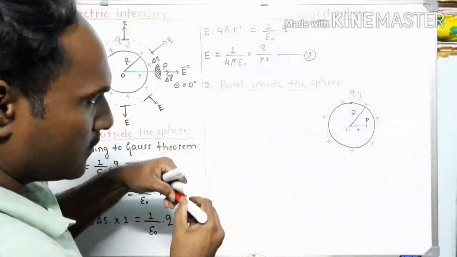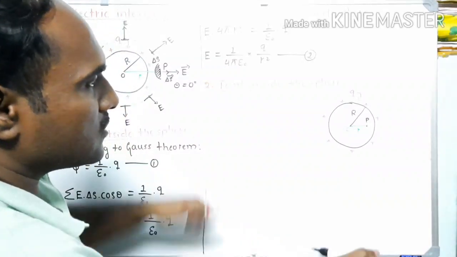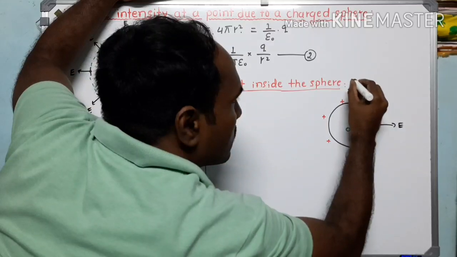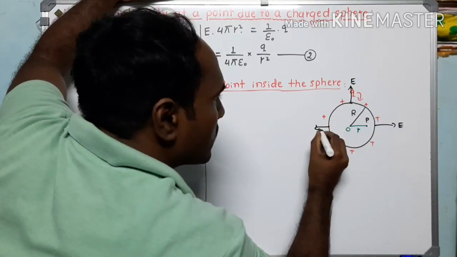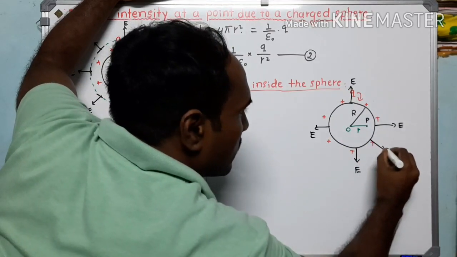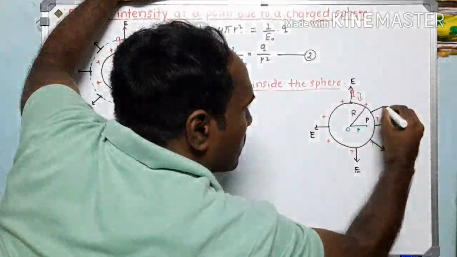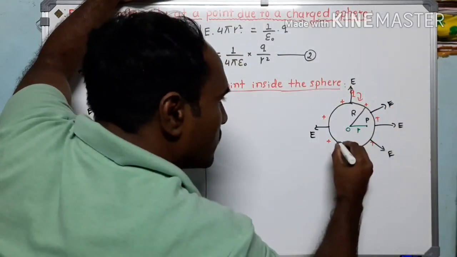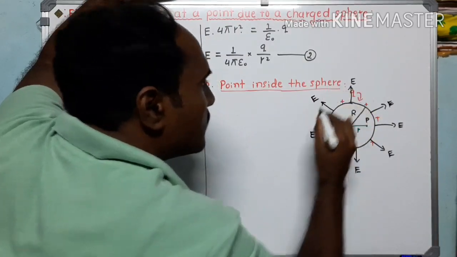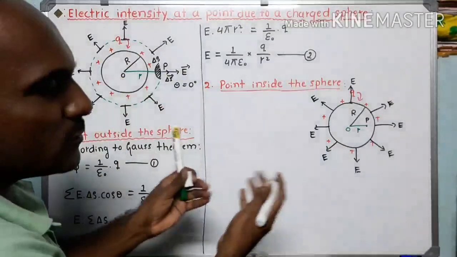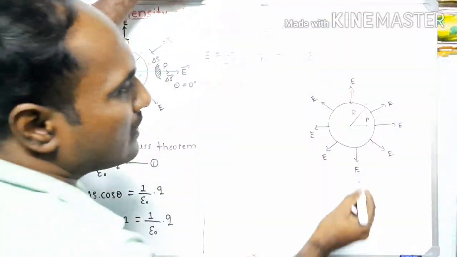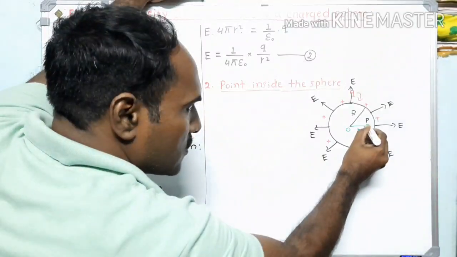See here. Now the electric field lines are acting radially outward like this. Getting the idea? In this way, electric field lines are acting. Yes or no? These are the electric field lines which are acting radially outward. Why they are acting radially outward? Because the sphere is positively charged. Now, to find electric intensity at a point P, I will consider a closed surface of radius small r.